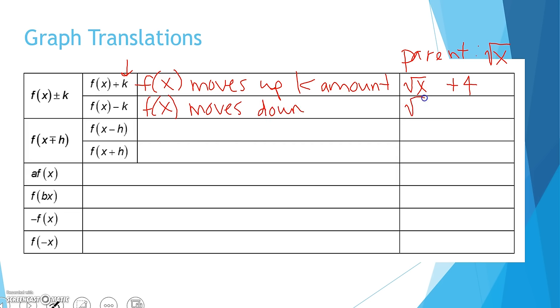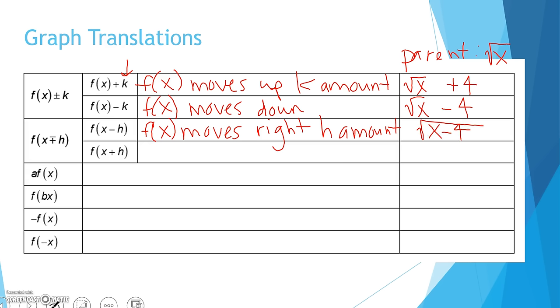And so that would be the same thing as if I did square root of x, that would move it down 4 if I put a -4 on the outside. Now if you have subtraction on the inside, f of x moves to the right, whatever that number is. So if I wanted this square root graph to move to the right 4, what I'd do is I'd include that 4 underneath the square root symbol.